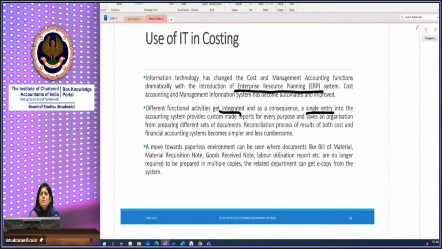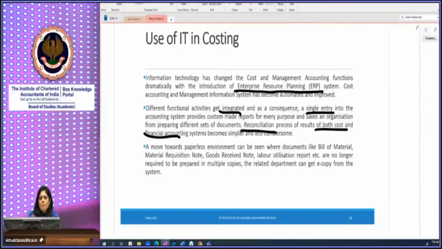Management wants the reports in no time. Earlier, a lot of time used to be taken to generate the reports in different formats. But now the system is automated. All the formats are inbuilt into the system. So ERP has made it very easy to work now since the use of IT in organizations, because different sets of documents can be made with ease. Reconciliation of results of both cost and financial accounting was a cumbersome process earlier, but now you can do reconciliation within no time when we use an IT system.